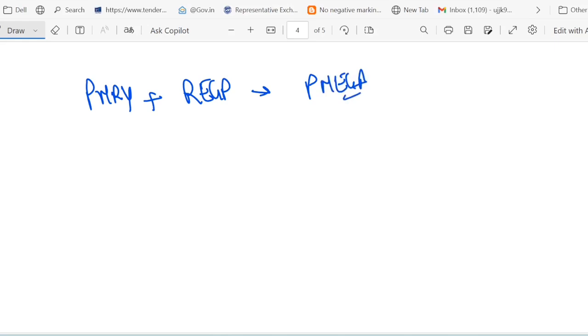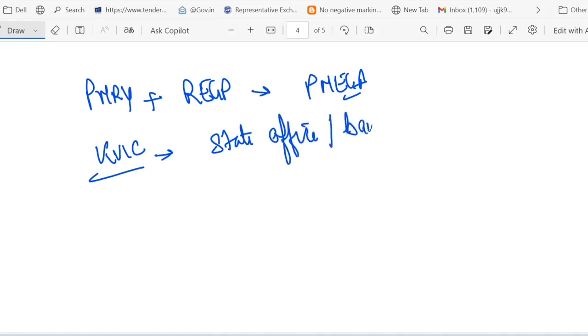The idea is simple: to help people start their own small business and micro enterprise. Who implemented it? KVIC, the Khadi and Village Industries Commission, with support from state offices and banks. Now eligibility: you should be above 18 years of age, minimum 18 years, and should have the minimum education required.